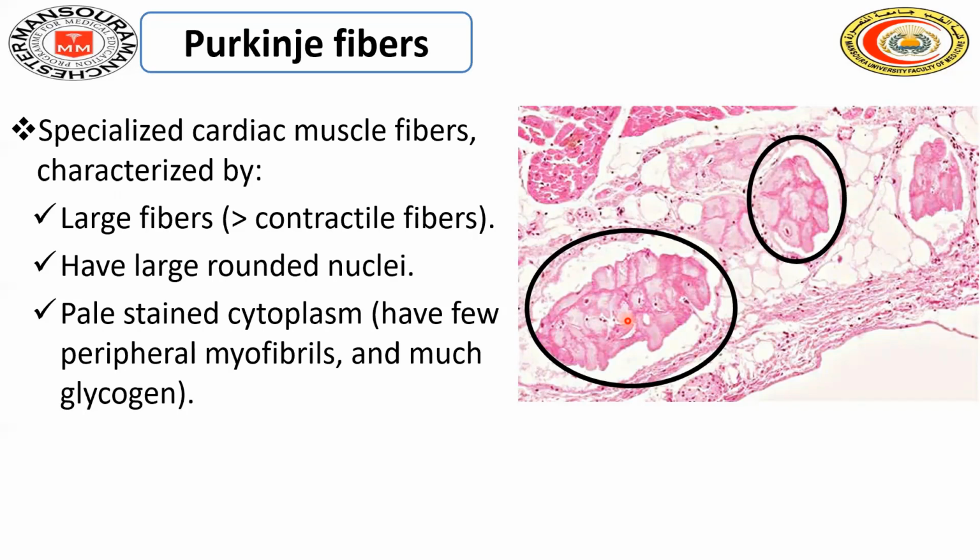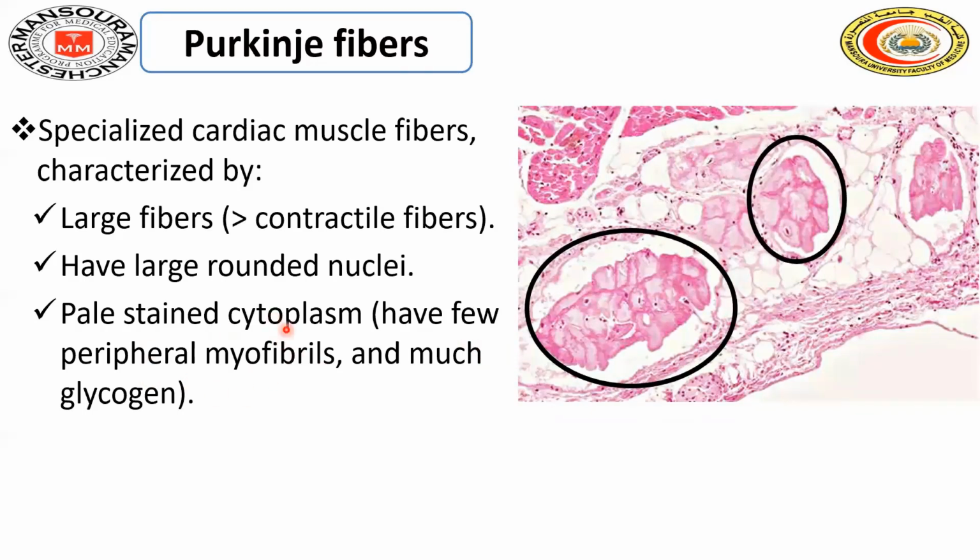Regarding the staining, if we examine the cytoplasm of Purkinje compared with the cytoplasm of ordinary cardiac, the cytoplasm of Purkinje is pale stained. It appears paler in staining with H&E compared with the cytoplasm of cardiac muscle fiber. What is the cause of this paleness? Why are they appearing pale compared with other cardiac muscle? Because of 2 reasons. The first one is that these fibers contain few myofibrils and they are peripherally situated.